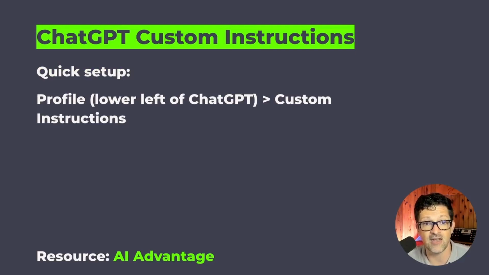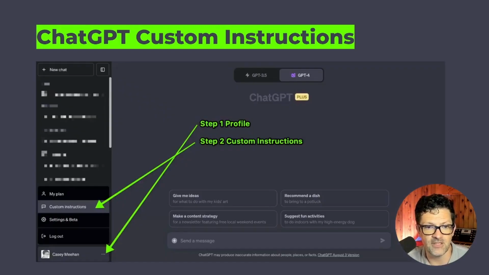So the quick setup here, again, very similar to where we went before. I'll show you a screenshot of this, but you just go into your profile, those three dots, and you enable custom instructions. I want to give a shout out. AI Advantage has done a lot of work in this area. So if you're looking to get really deep into these custom instructions, I would recommend checking out some of his videos on it. But here's just the quick and dirty of how to get this set up.